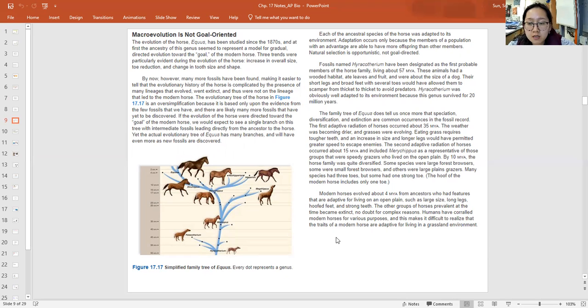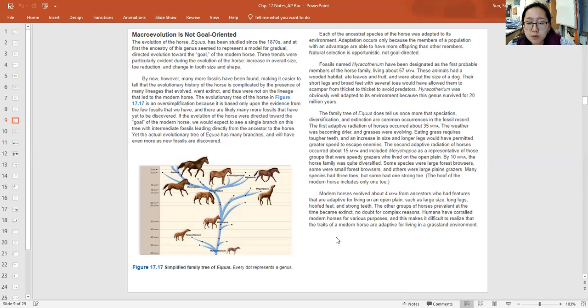By 10 million years ago, the horse family was quite diversified. Some species were large forest browsers, some were small forest browsers, and others were large plain grazers. Many species had 3 toes, but some had 1 strong toe, which is the hoof that we see nowadays. Modern horses evolved about 4 million years ago from ancestors who had features that are adaptive for living on an open plain, such as large size, long legs, hoofed feet, and strong teeth.